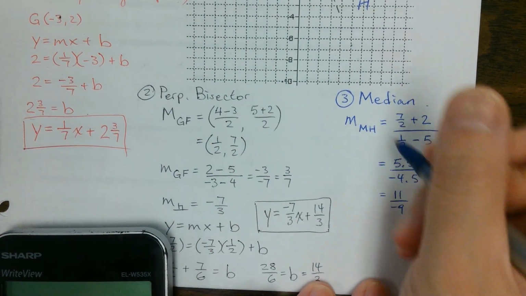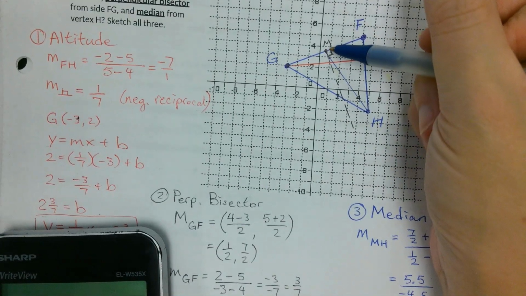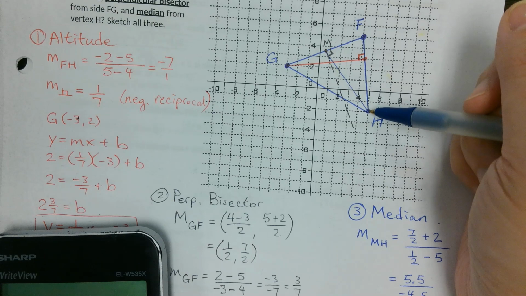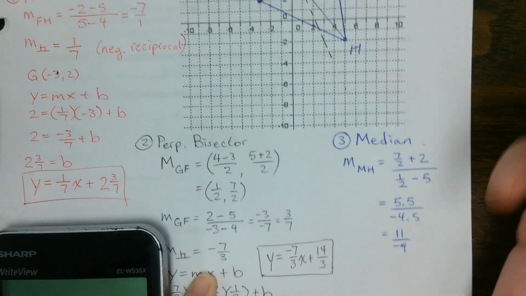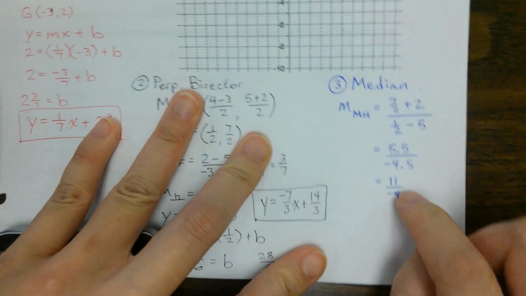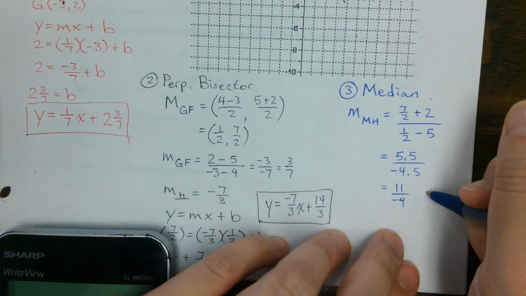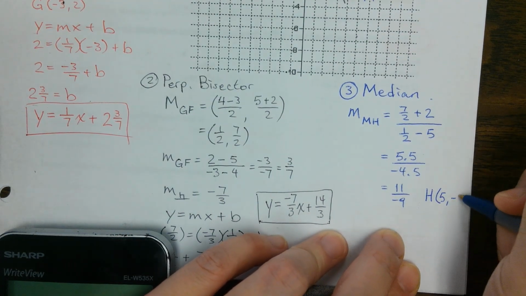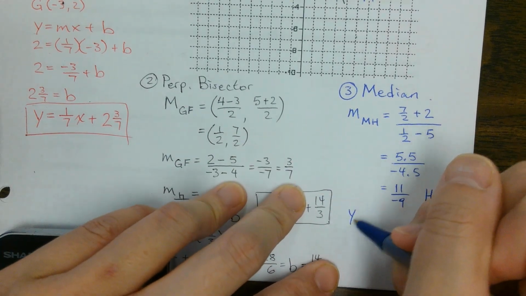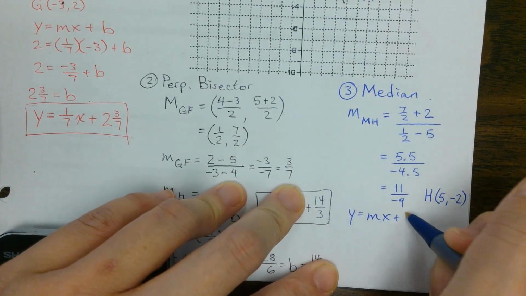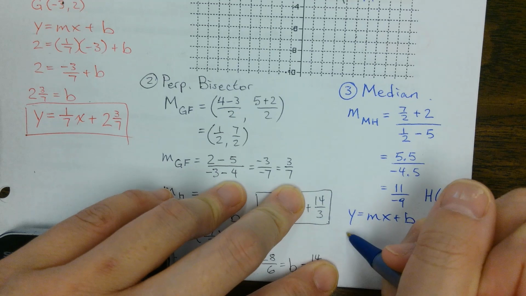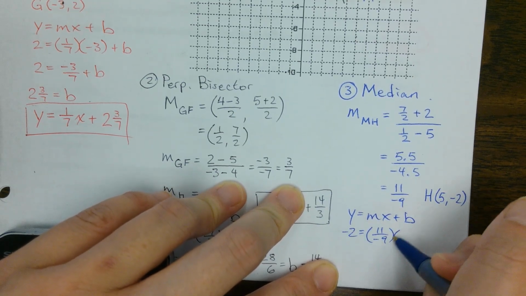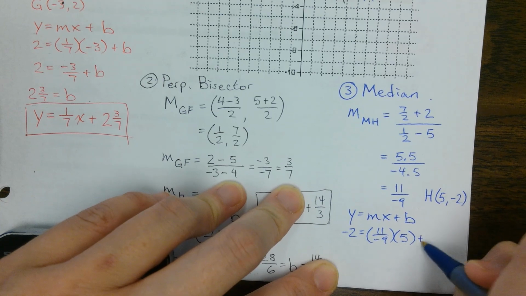Okay, so I have the slope. I can use either M or H. I'm going to choose H because it's a whole number and not a fraction like M. So I'm going to use this slope and point H, which was 5, negative 2, and sub it into y equals mx plus b to solve for b. So negative 2 equals 11 over negative 9, times 5, plus b.